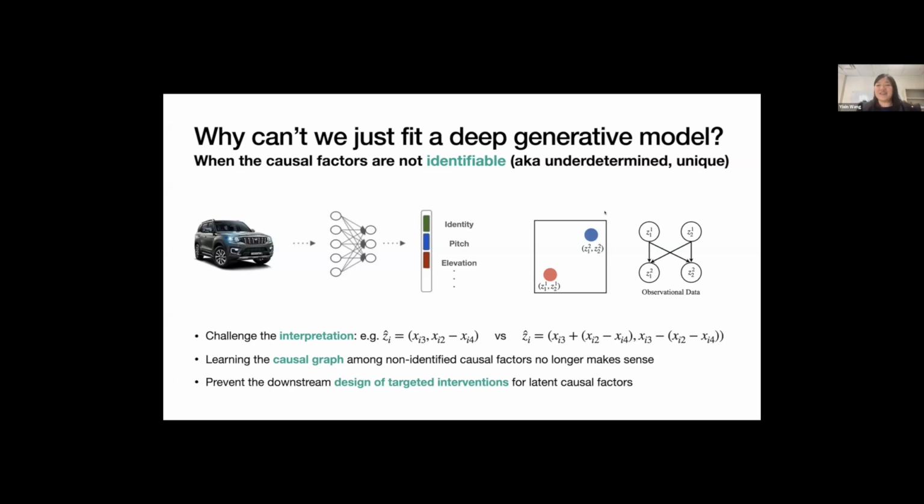Moreover, if we think about the harder task, like how we uncover the underlying physical system that drives the images we're analyzing, if we can't even settle on a single representation function or identify what these latent causal factors are, then it doesn't make sense for us to talk about the causal graph. The causal graph among non-identified causal factors no longer makes sense. If the variables are not even fixed and can have multiple answers, only under very stringent conditions can we rationally talk about the graph and the connections. In general, the causal effect between unidentified variables doesn't make sense. And of course, this prevents the downstream design of targeted interventions for latent causal factors, because we don't even know what these latent causal factors are, and there are so many equally valid answers.